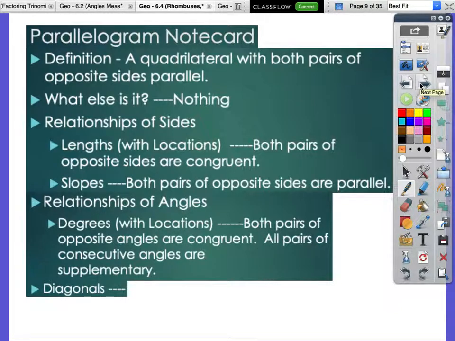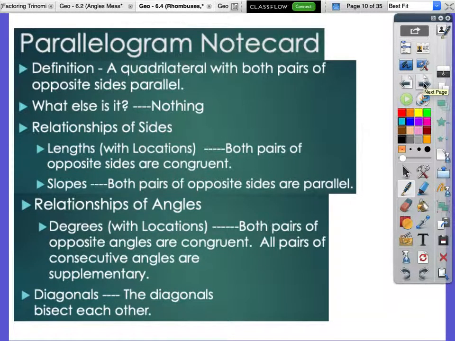Degrees told us that both pairs of opposite angles are congruent, and any two consecutive angles are supplementary. Diagonals. What do we know about the diagonals of a parallelogram? They bisect each other. Okay, so diagonals bisect each other. You don't even have to write the "if" if you don't want. You can say diagonals bisect each other.